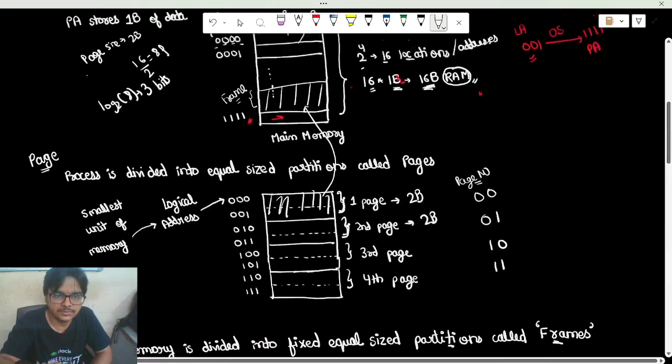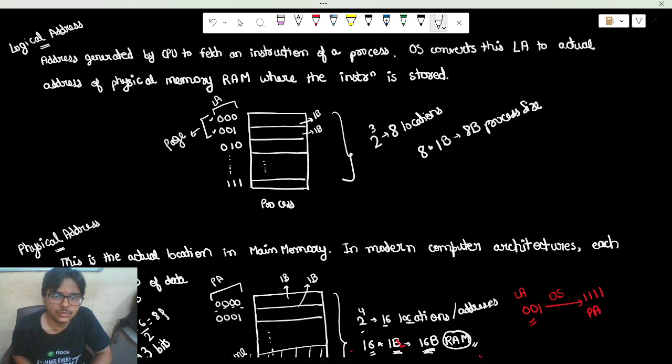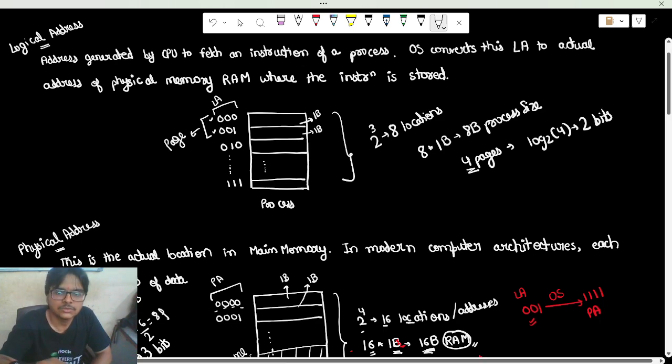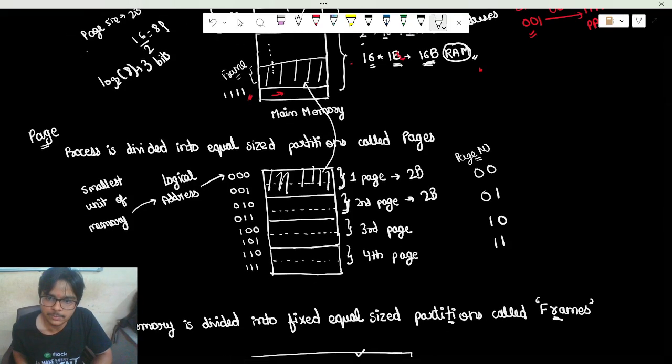So you can see in the above example, how many pages did you have here? So for example, here you had 4 pages. So you would need log base 2 of 4, which is 2 bits. You would need 2 bits to represent a page. I did show you somewhere, yeah, here. So you can see your page number is of 2 bits: 00, 01, 10 and 11. There are how many pages? 4 pages. So you need log base 2 of 4, which is 2.